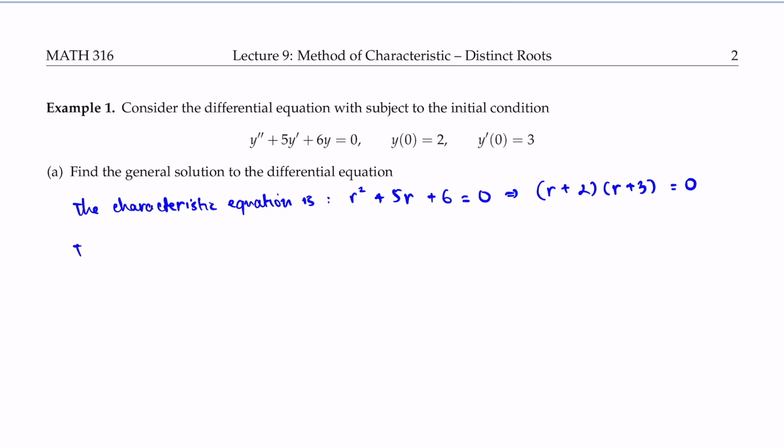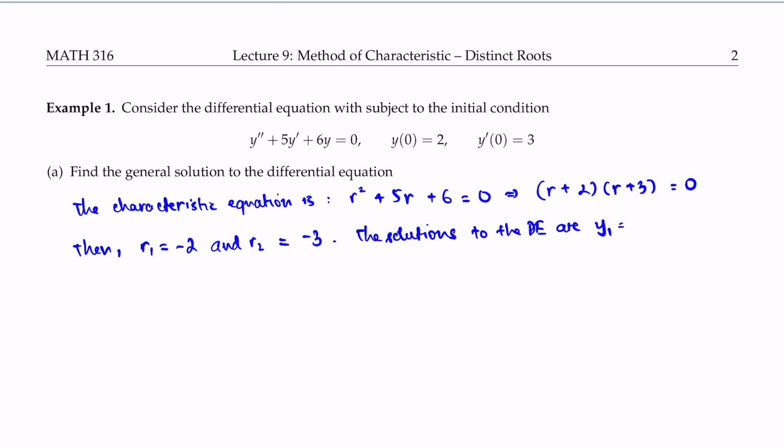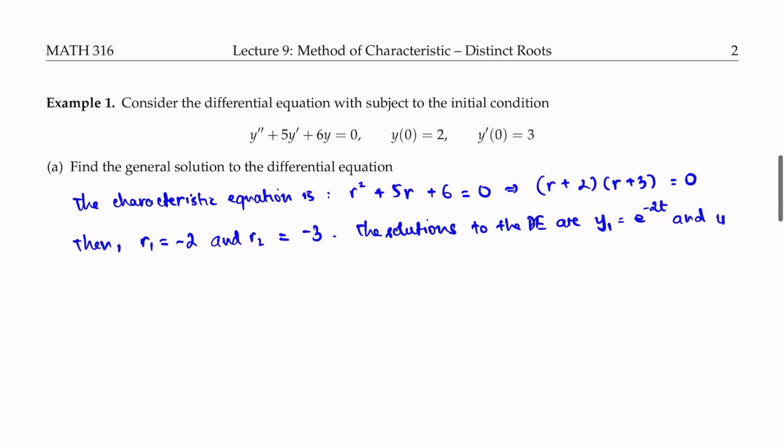Then you have r1 equal to negative 2 and r2 is equal to negative 3, the solutions to the differential equation are y1 equal to e to the negative 2t, and y2 is equal to e to the negative 3t. So I just write down the solutions of the differential equation, but the request is, can you find the general solution of the differential equation?